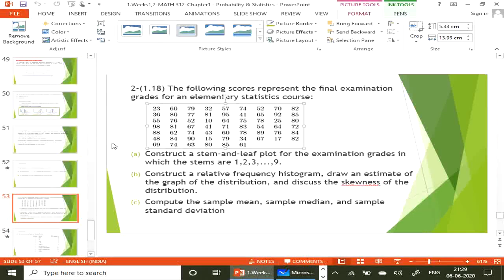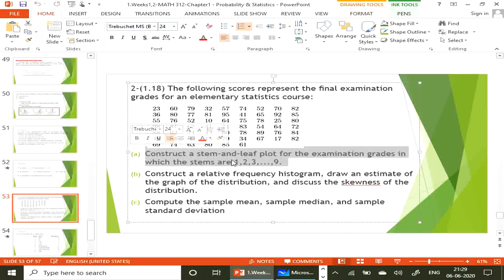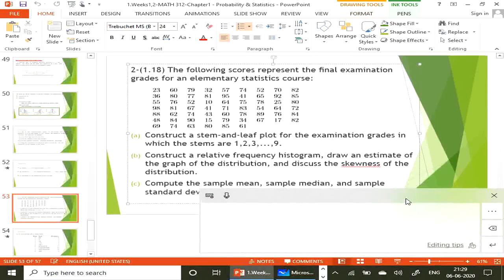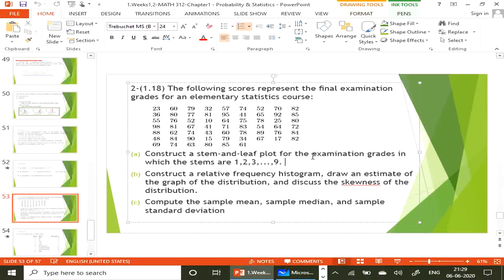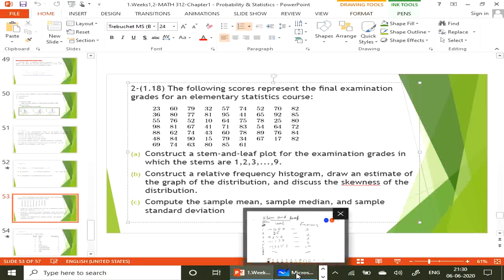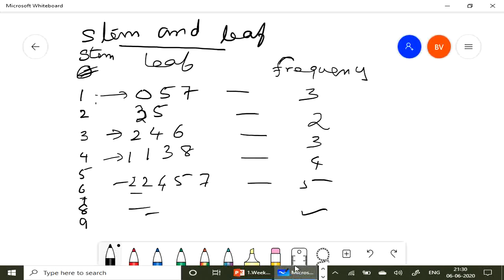Next work is to construct a stem and leaf plot. I mean, it's given here. Construct a stem and leaf plot for the examination grades with the stems starting from 1 to 9. I don't need to check 0. Obviously, it is 1 to 9. Next is construct a relative frequency histogram. This stem and leaf will give us an idea here to write the classes for the relative frequency. Okay, let's go ahead. Another page we will go.